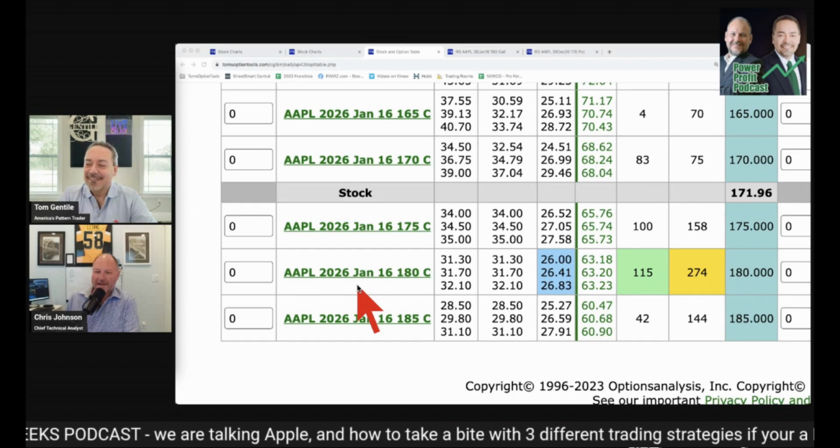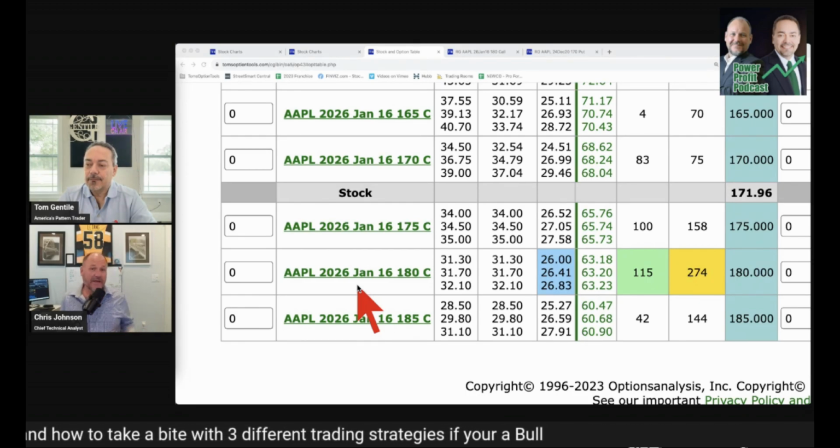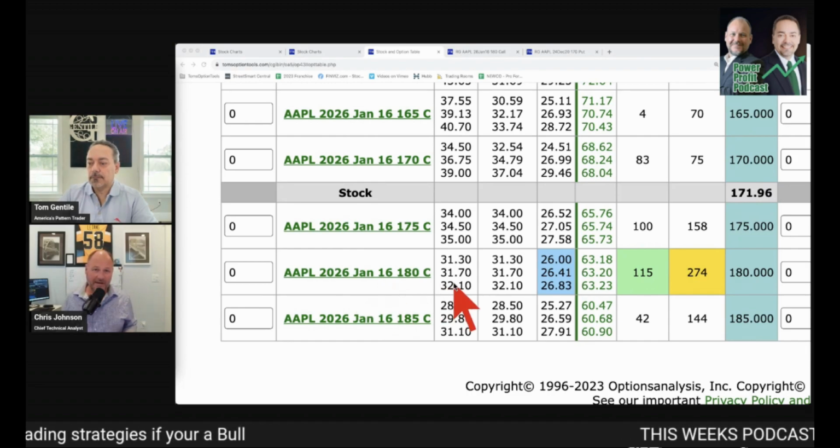So that option gives you the right to buy the stock. And in this case, I've looked at the 180 strike. So it's a little more than 10-15% out of the money right now.